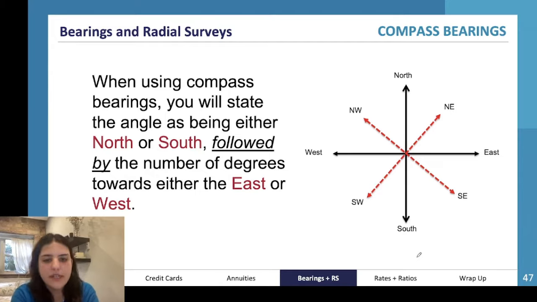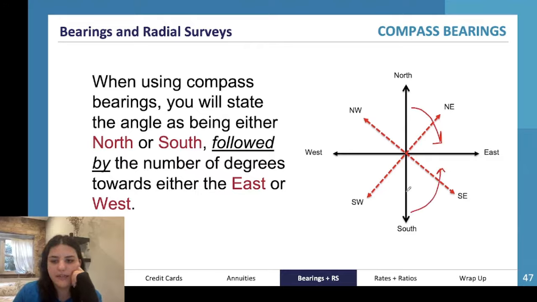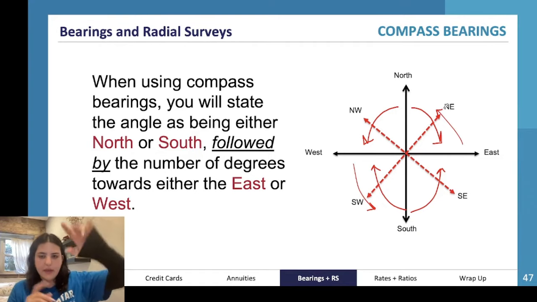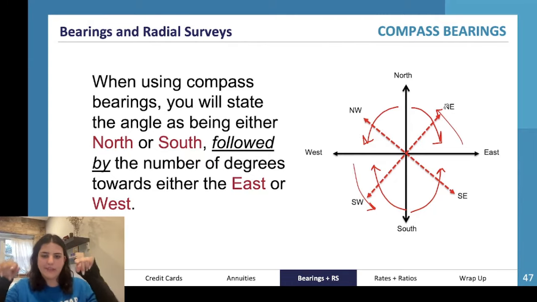When you're using compass bearings, you will either state an angle as being north or south, and then it's either going to be the number of degrees towards east or west. So you're only ever working from north towards east or south towards east, or north towards west or south towards west. You never work from west to south or from east to north. You're always working from north or south, and then you're going into either east or west.